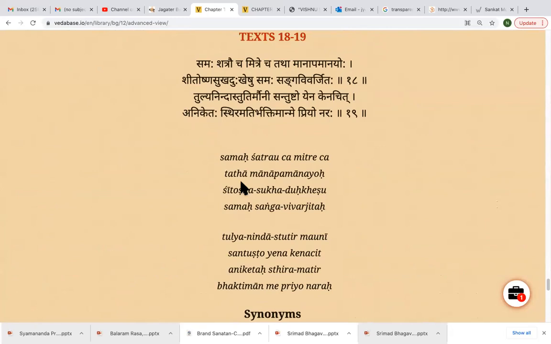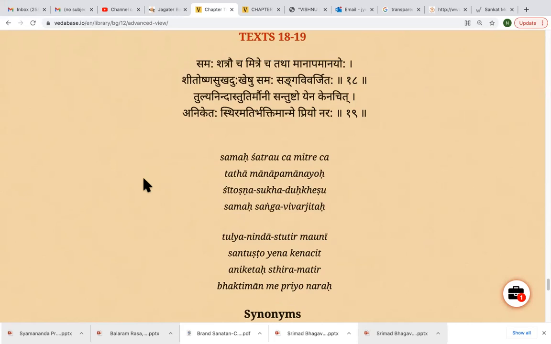Yes. So, sama shatrau cha mitre cha. Shatrau is a word, the root word is shatru, indicating enemy. Mitre is a word, the root word is mitra, meaning friend. Mana apamanayoh. So, mana and apamana. Mana indicates honor or respect. Apamana indicates dishonor or disrespect.